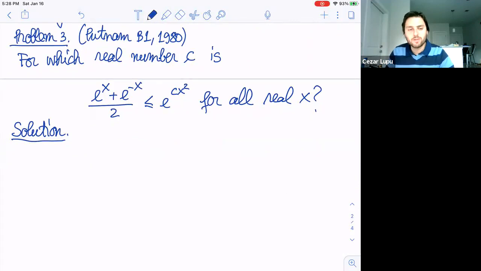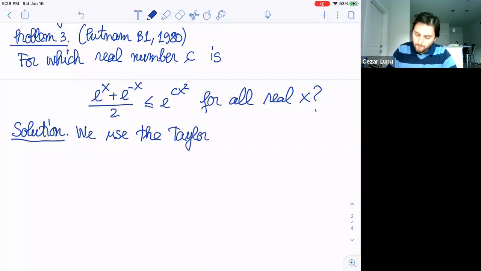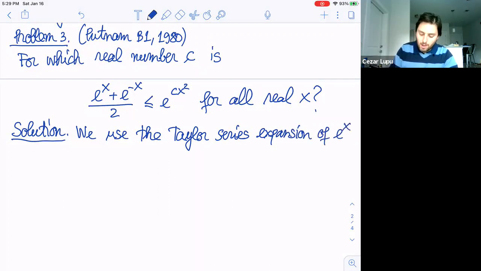Well, when you have e to the x, there is also another idea to consider. Maybe you can write this as a Taylor series expansion of e to the x. So we use the Taylor series expansion of e to the x. And let's take the constant c greater than 1/2, and you will see why. I have a hunch that this would be the constant.